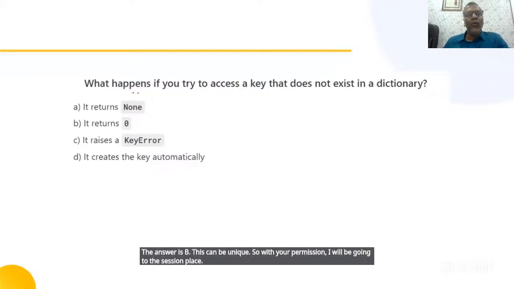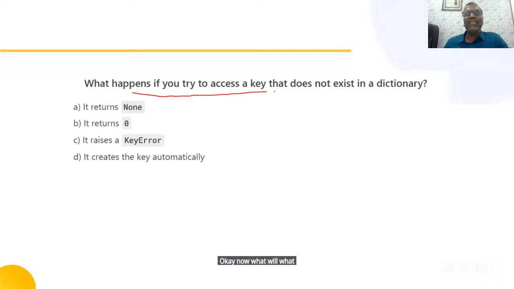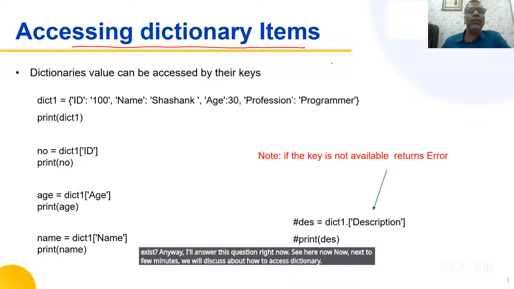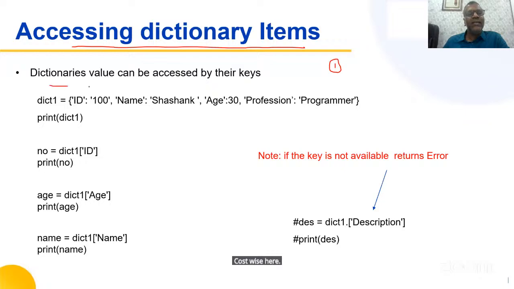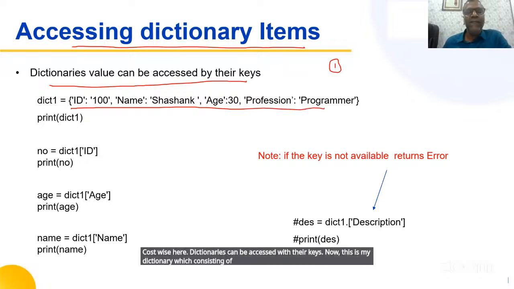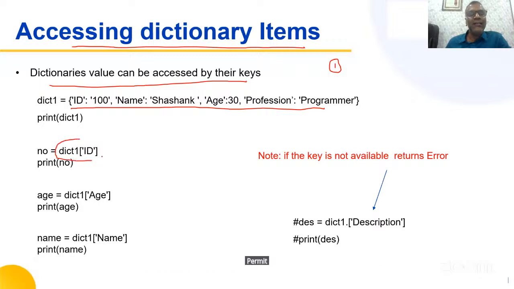Okay. Now, what happens if you try to access a key that does not exist? Anyway, I'll answer this question right now. See here. In the next few minutes, we will discuss how to access a dictionary. Dictionaries can be accessed in two ways. The first way is that dictionaries can be accessed with their keys. Now, this is my dictionary, consisting of ID, name, age, and profession. A dictionary can be accessed by using its key.